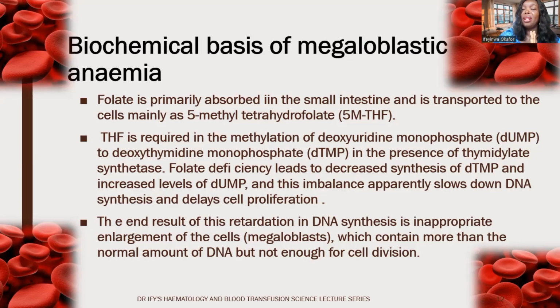I will just give a recap of what I explained earlier: when there is folate deficiency, because of inability or absence of B12 to convert 5-methyl tetrahydrofolate to the active form, tetrahydrofolate, deoxyuridine monophosphate cannot be converted to thymidine monophosphate. Therefore, there will be accumulation of uridine monophosphate in the system, and this creates an imbalance, leading to decreased synthesis of thymidine monophosphate. And this imbalance apparently slows down DNA synthesis and delays cell proliferation.